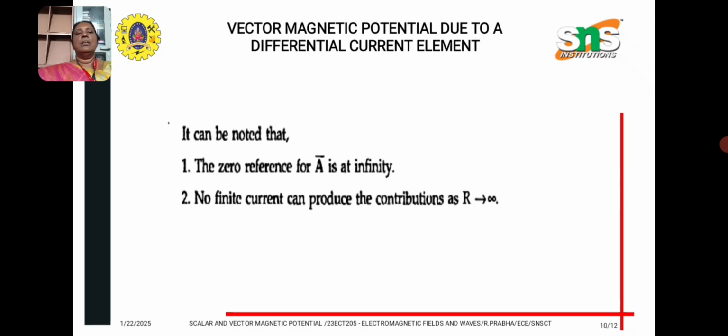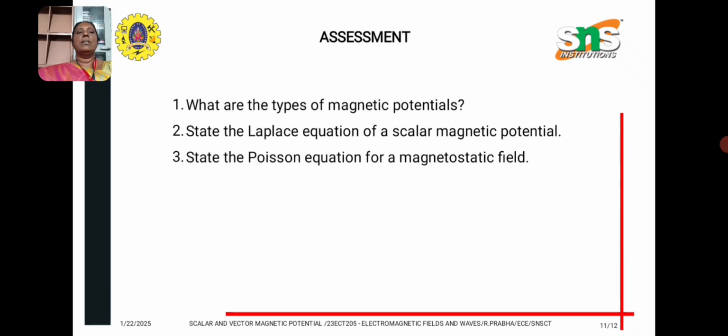No finite current can produce contributions as R is equal to infinity. Now the assessment questions: the types of magnetic potential, scalar and vector magnetic potential, the Laplace equation and Poisson's equation of magnetic potential and field, we have known from the PowerPoint presentation.